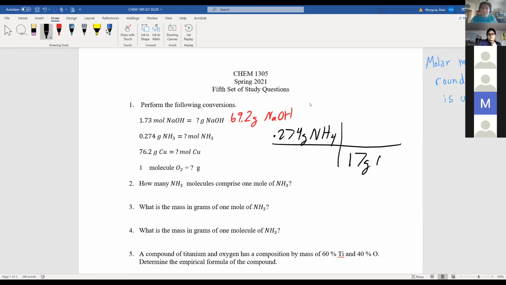So 17 grams of ammonia. And remember, it's a ratio where for every 17 grams of ammonia, we have 1 mole of ammonia. So if our grams cancel out, we'll be left with moles. And who can tell me what number does that leave us with?